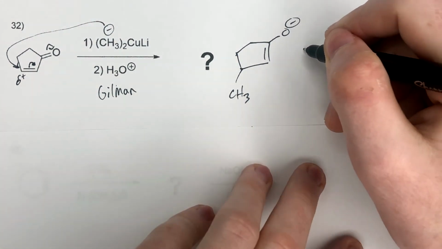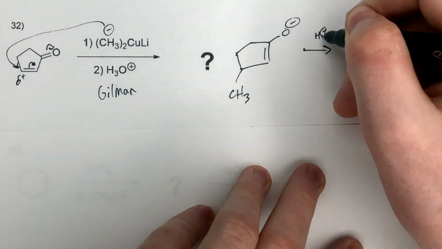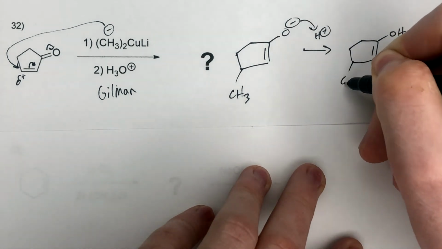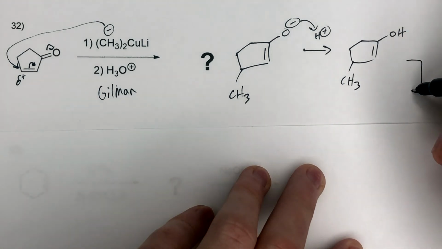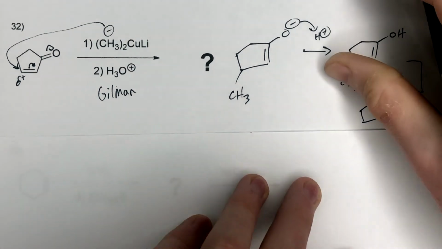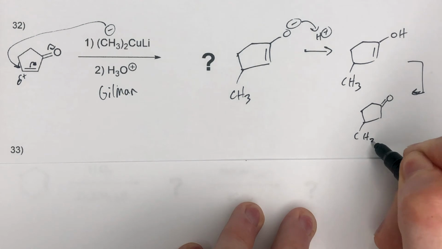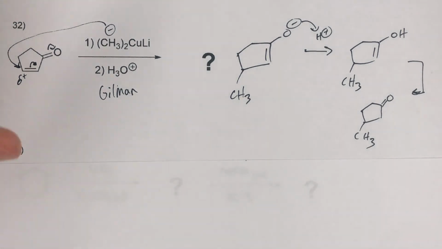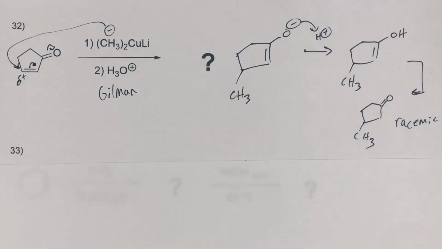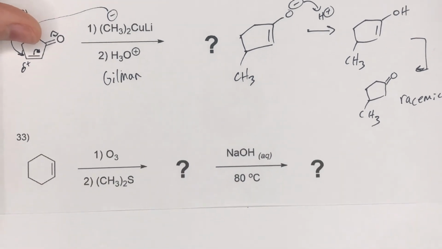Now you protonate this, and then notice this is an enol now. There's no reason that the enol will stay here because it's not stabilized by anything. So you're going to get the tautomerization, giving this as your final product, which notice is chiral now when it's in this form. So again, it must be racemic. All right, and that is that one. So let's move on to the next one here.